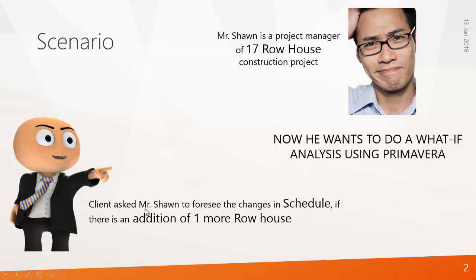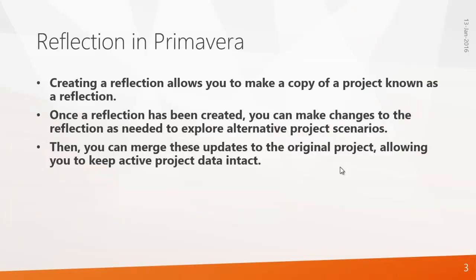Now his client is asking Mr. Sean to foresee the changes in schedule if there is an addition of one more row house. So scope is increased in this project. So now Mr. Sean, the project manager, wants to do a what-if analysis using Primavera. What-if analysis in Primavera is done using the reflections option in Primavera.